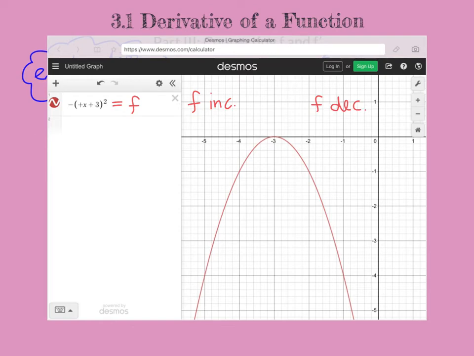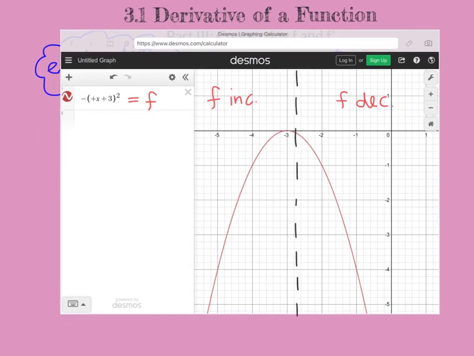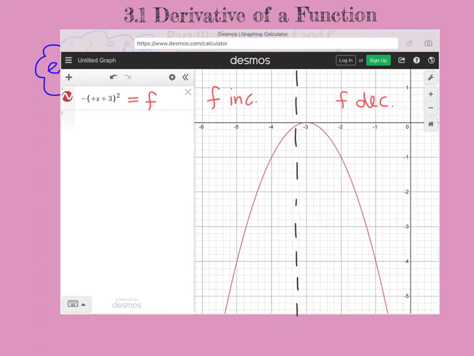And what we can do is sort of put a little dashed line through x is negative 3 just to show the split. Now, when our function increases, that means that the derivative values are positive. Remember, the derivative is the slope of any tangent line that we would draw. When f is increasing, that means the values of f prime, the derivative, are positive. And when f is decreasing, that means the values of f prime are negative.